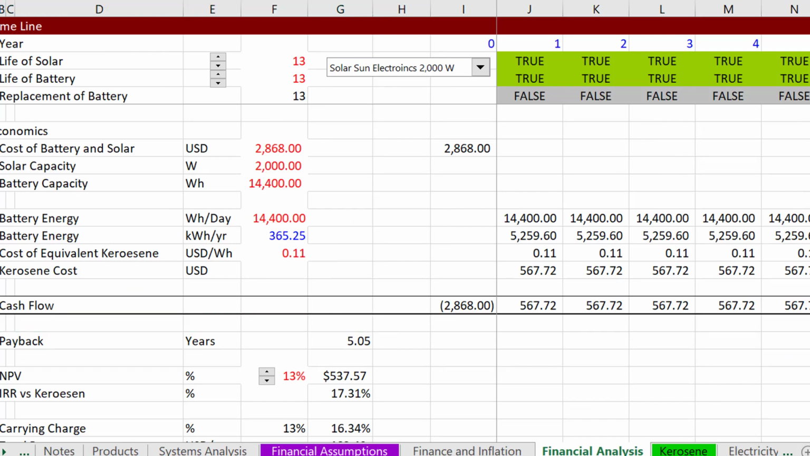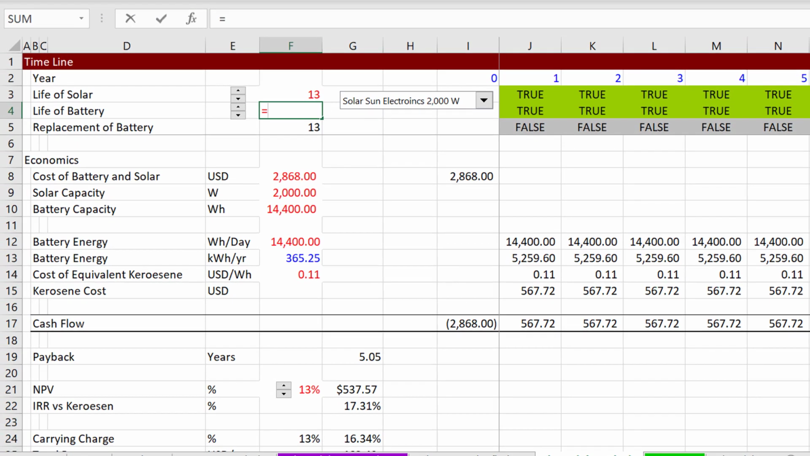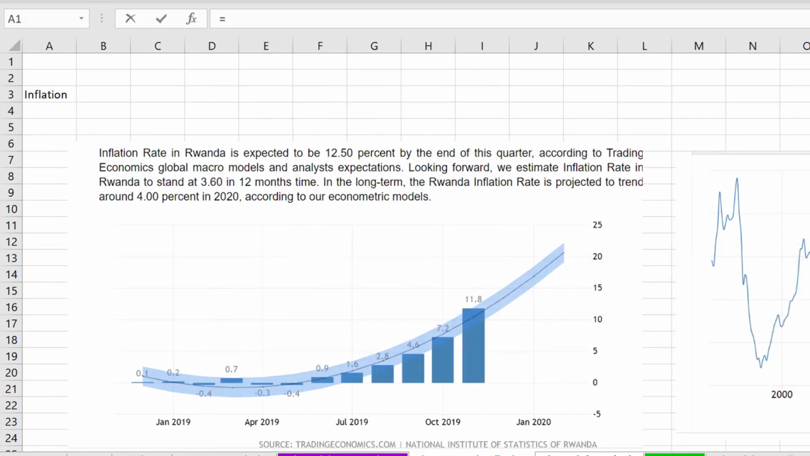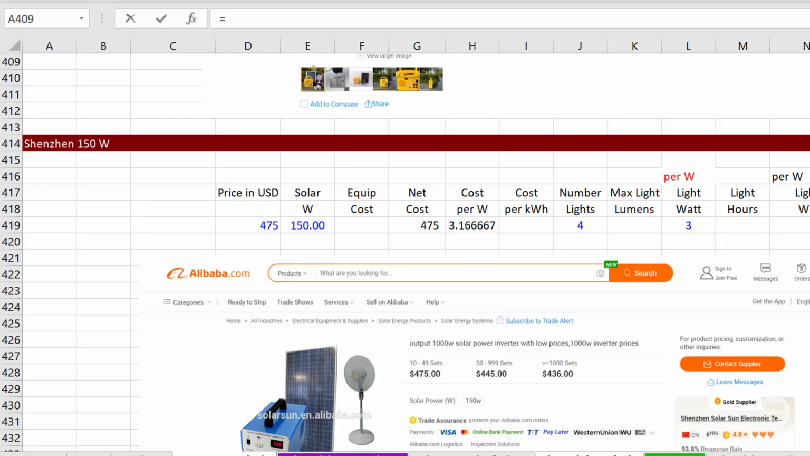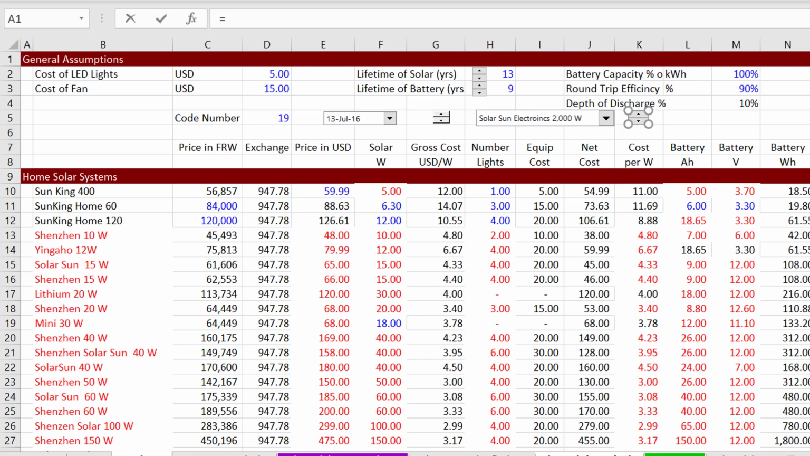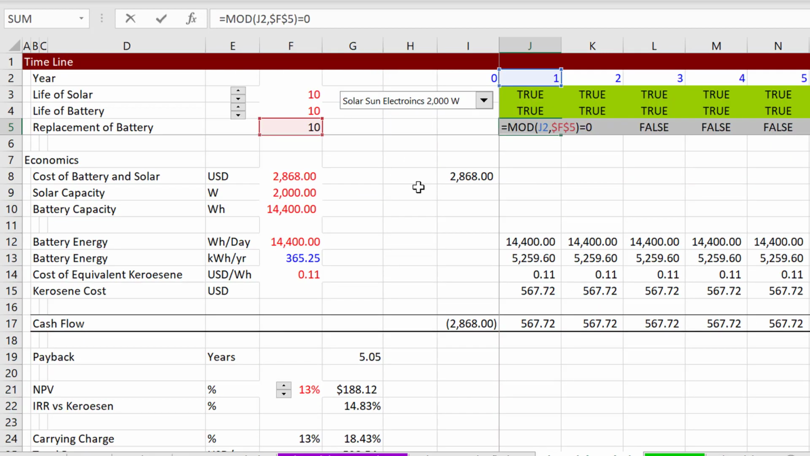Now let's move to the financial analysis. This is really the second part in a two-part video, and I'm going to get a little bit more advanced because we have a different lifetime. This time I'm going to allow the battery to have a different lifetime. So we really should put a little bit of a fancy thing on this.